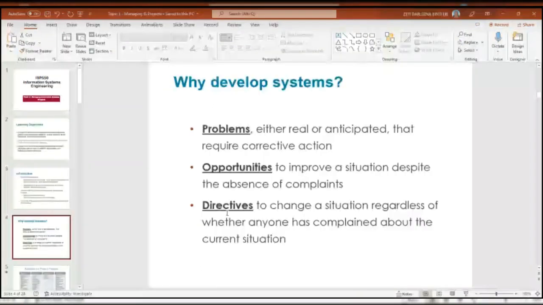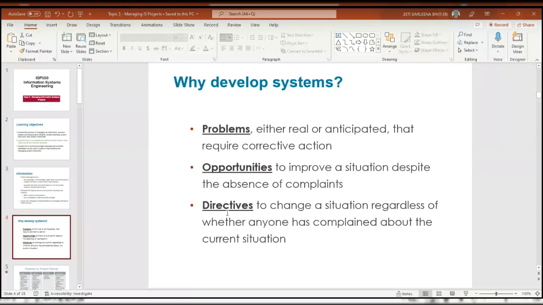Alright, so why do we need to develop systems? We are the people, mostly you in the future, when you join the industry later on. You are going to be a team member of a development team to develop information systems. Alright, so why do we need to develop them? Or what are the characteristics that we must know in developing the system?